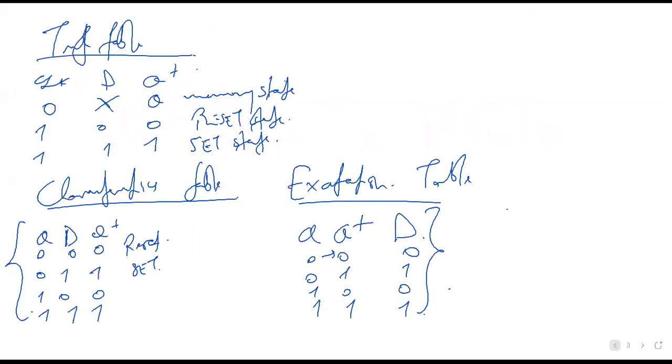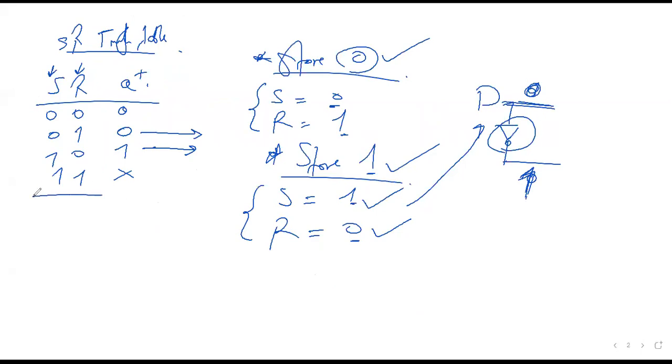Participation. For the RS flip-flop, when S and R go to 1, what happens? Where is the RS flip-flop? There. What happens when S and R go to 1 for the RS flip-flop? It's illegal. Why is it illegal?